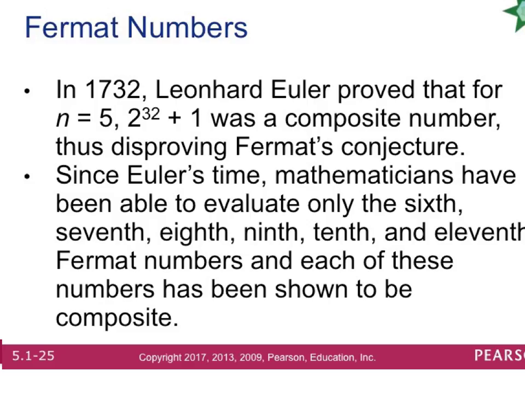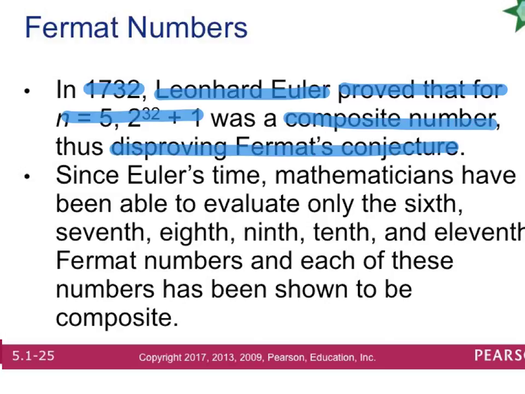Or maybe not. In 1732, Leonhard Euler, who was a famous mathematician, proved that for n equals 5, 2 to the 2 to the n would be 2 to the 32 plus 1, and that's a composite number. So he actually disproved Fermat's conjecture.